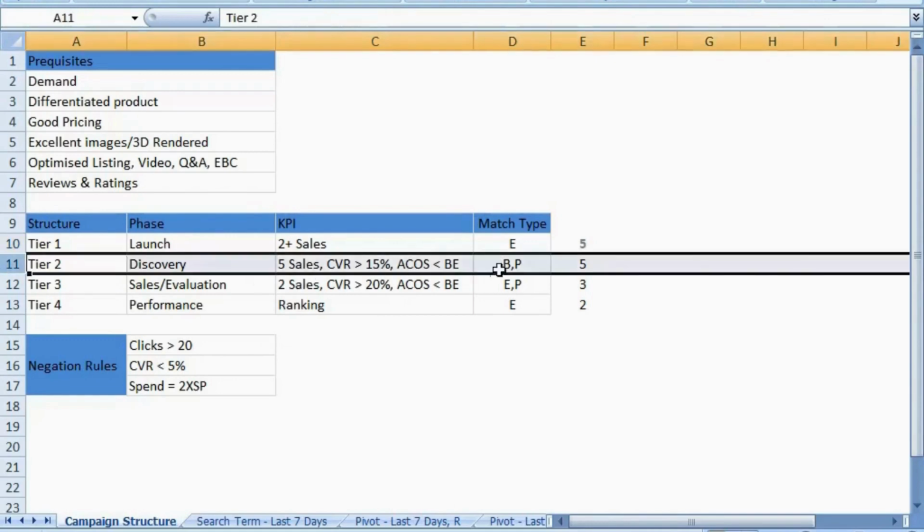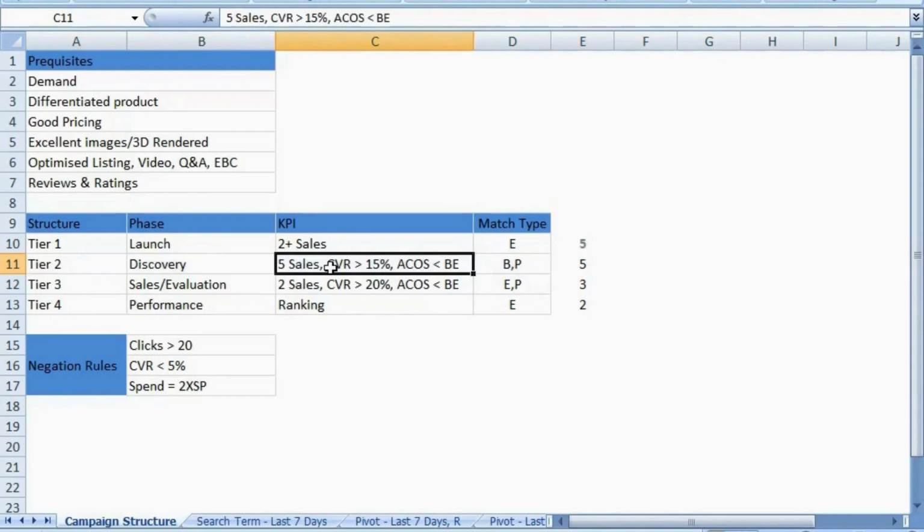Now then, once you are in the discovery phase where you have your broad and phrase match campaigns, what are your KPIs? Here you're looking for search terms where you got at least 5 sales, your conversion ratio is greater than 15%, and your ACOS is within your target range. Target range is nothing but, let's say your gross margin is 30%, then you want your ACOS to be under 30%, as simple as that, which is your break even range.